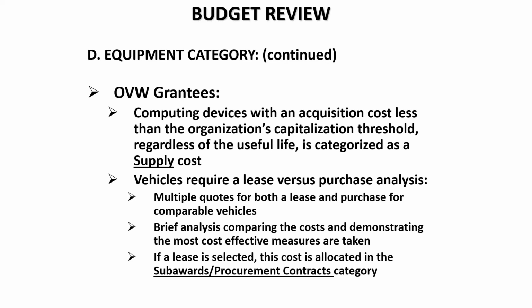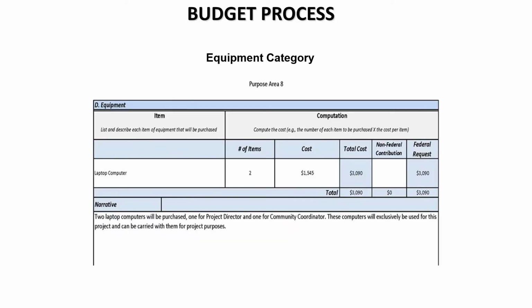Thank you, Michael. So again, here is the worksheet reflecting how equipment should be presented on the budget. So again, identify the actual equipment, how many items we're talking about, the actual cost, and once again, the system will automatically calculate this for you, so you don't have to worry about that.